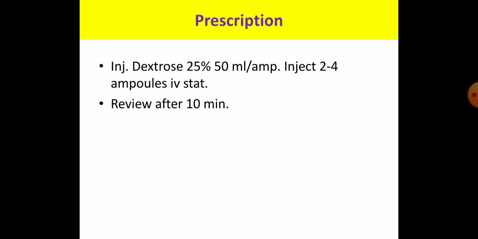But one thing you must keep in mind is that hypoglycemia is very dangerous. It is essential to treat it as early as possible, because initially there are symptoms of sympathetic overactivity, but later on there are symptoms of neuroglycopenia, and that will lead to persistent brain deficit. Okay.